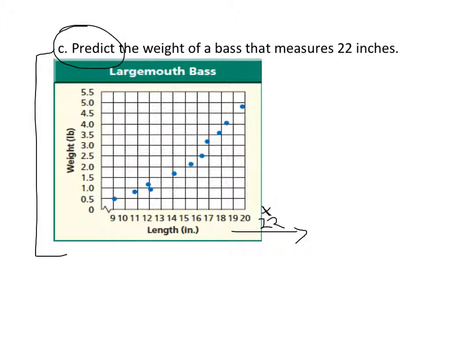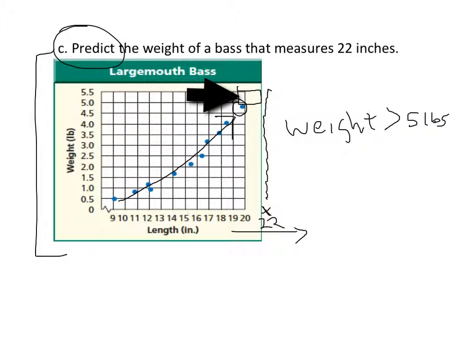We're also going to have to remember that our relationship is positive, so it's going up. So our answer has to be greater than our last observation, which was 4.8. So I'm just going to go like this, and knowing that my relationship was positive, I'm going to have to make a prediction about my weight based on this. So somewhere in this area right here, where the arrow is pointing, is where my prediction I think is going to be. So I'm going to say my weight is going to be greater than 5 pounds.